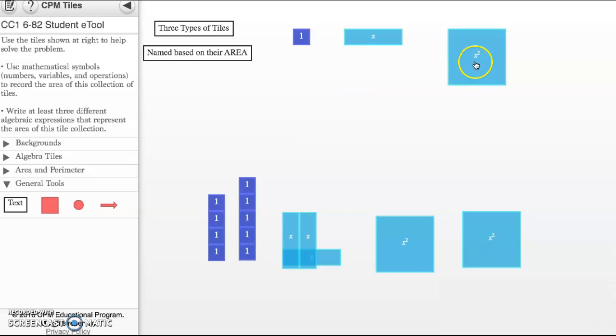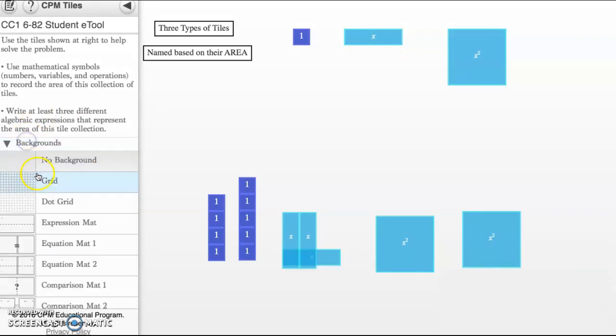The tiles are going to be named based on the area, or how much space they take up. So you can see here that this tile has a 1 in the middle, so we call that the ones tile. This is called the x tile, and this is the x squared. So a quick review on why they are called this.